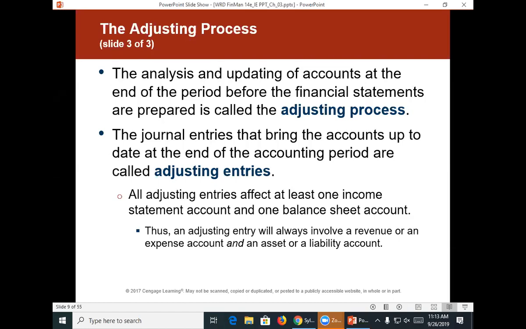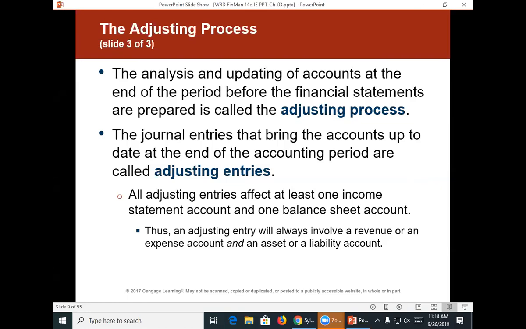All adjusting entries affect at least one income statement account. Again, either a revenue or an expense. So every adjusting entry you have is going to affect either a revenue or an expense, and one balance sheet account. It could be a liability, it could be an asset, depends on the adjusting entry. So an adjusting entry will always involve a revenue or an expense and an asset or a liability.